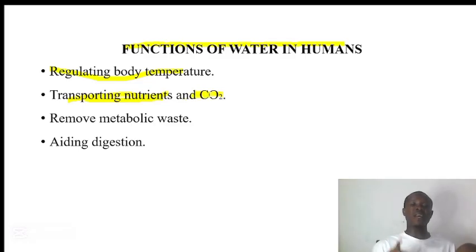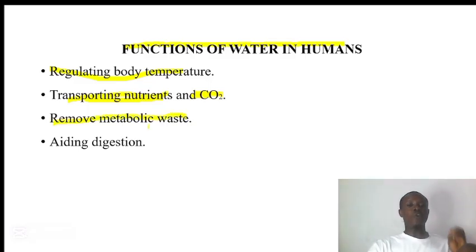It is known that 55% of the blood is made up of plasma, and 90% of that plasma is made up of water. That water in the plasma is used for transporting nutrients and carbon dioxide. It is hemoglobin that transports oxygen, not water. And the third function of water, as we have on the slide, is that it removes metabolic waste.